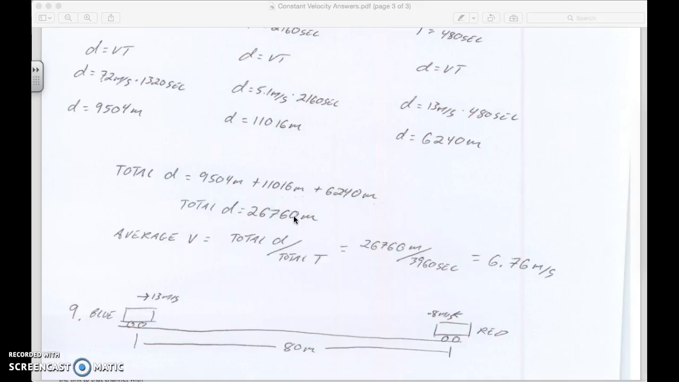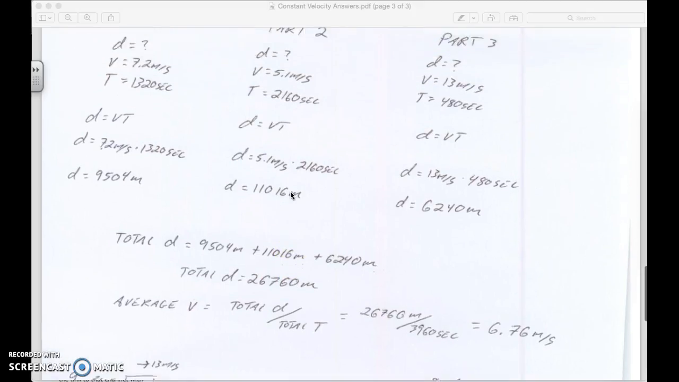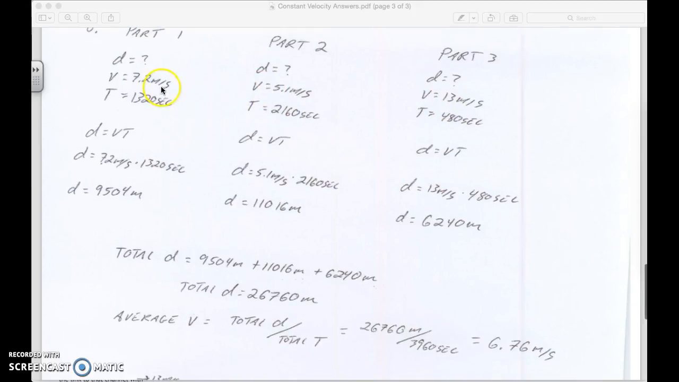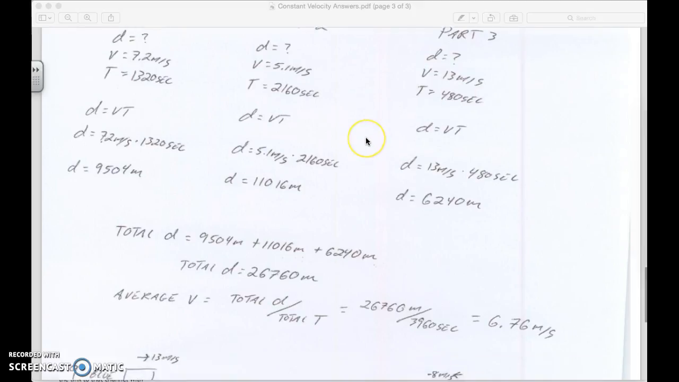Now we're looking for average velocity. Average is not calculated like you would do it in math class, where you would add together 7.2 and 5.1 and 13 and divide by 3, because you traveled each of these velocities for a different amount of time. So we can't just add them together. We traveled 5.1 meters per second a lot longer than we traveled 13 meters per second, so we can't just add them together and divide by 2.